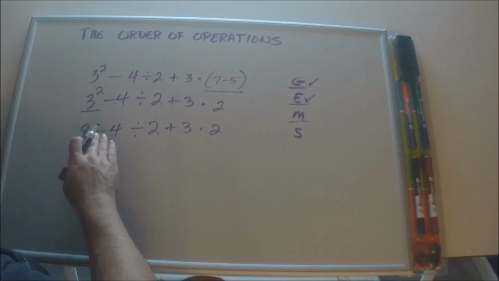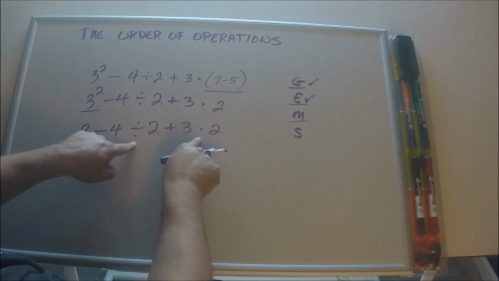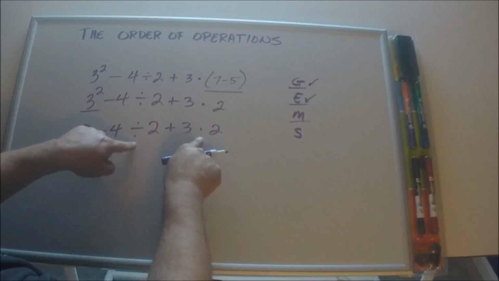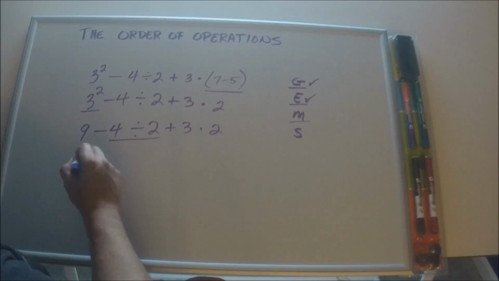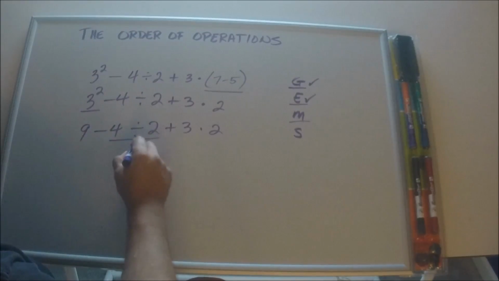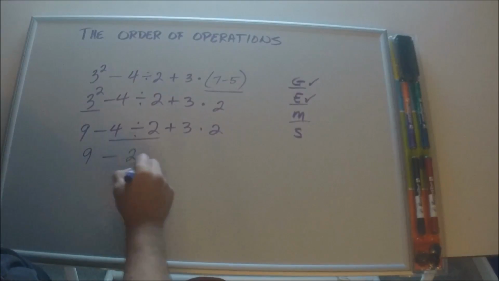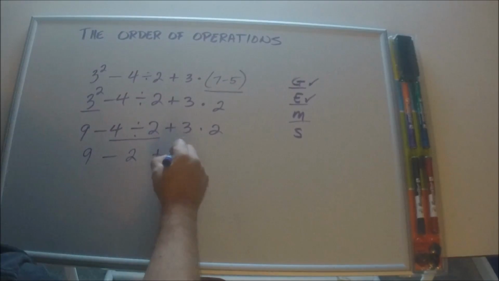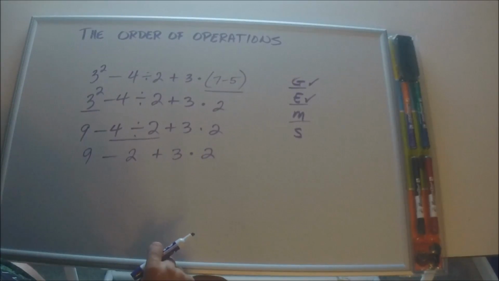So I'm looking at this. I have subtraction, division, addition, and multiplication. I have both division and multiplication, but the one I encounter first, reading left to right, is this one. So I'm going to underline 4 divided by 2 first. So I have 4 divided by 2, which is 2. So I have 9 minus 2, rewriting everything, plus 3 times 2. Remember, the raised dot means multiplication.